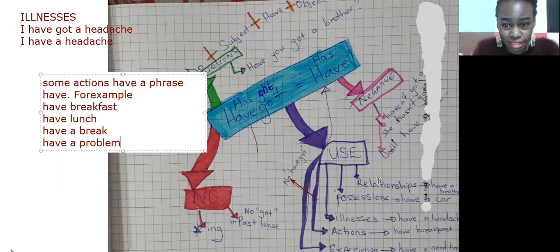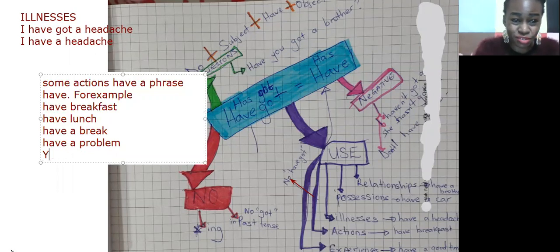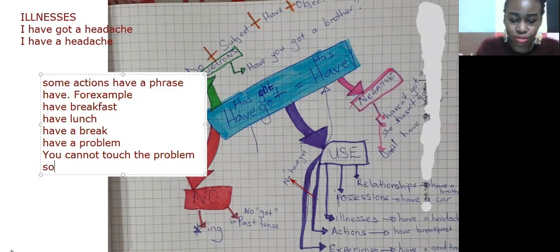If you look at these, we use have got because you can touch it. For example, a car. I've got a car, or I've got a phone. You can touch the phone. But I have got a problem. You cannot touch the problem. So don't use have got.